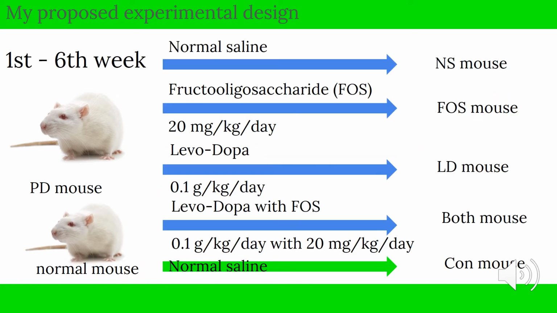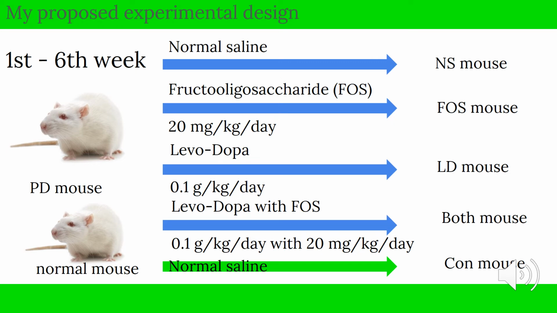There will be 5 groups of mice. The first group acts as a negative control, which will be fed only normal saline by gavage, as you can see here from the green arrow. The other groups will be injected with MPTP, which is a dopaminergic neurotoxin inducing Parkinsonism. We inject the mice twice a week for 6 weeks with probenecid.